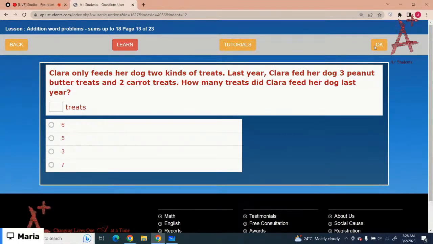Okay, the next one is: Clara only feeds her dog 2 kinds of treats. Last year, Clara fed her dog 3 peanut butter treats and 2 carrot treats. How many treats did Clara feed her dog last year? So you need to calculate the total treats Clara is feeding her dog. Got it? You need to add the peanut butter treats and carrot treats. So 3 plus 2 makes 5. Yes, very good. Got it? So the correct option is 5.